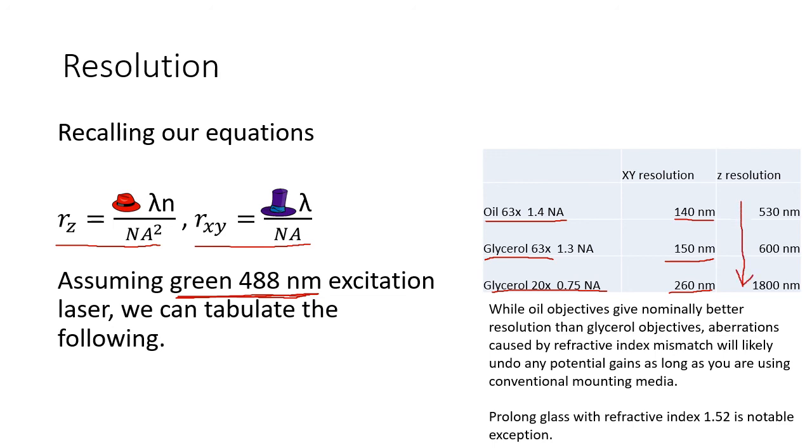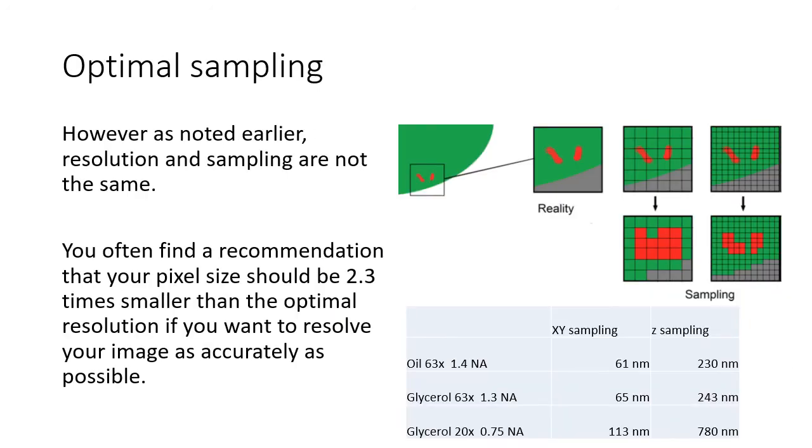It should be noted that while oil objectives give nominally better resolution, the aberrations caused by refractive index mismatch will likely undo any potential gains as long as you're using conventional mounting media. The exception to this is a new ProLong Glass that has a refractive index of 1.52, which you should use with oil objectives. As we discussed before, the optimal sampling and the optimal resolution are not the same thing.